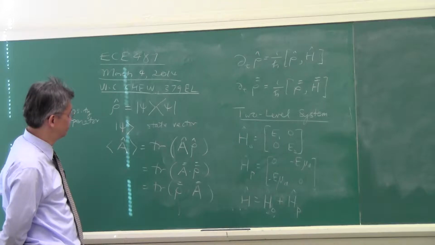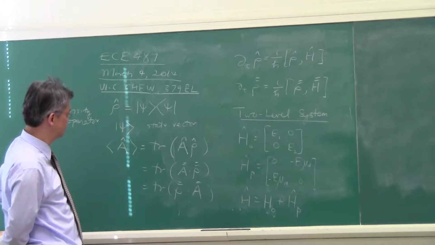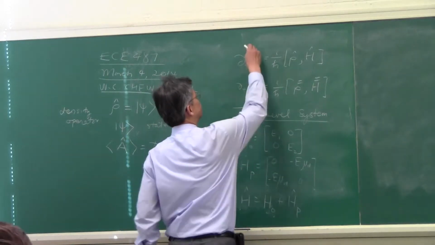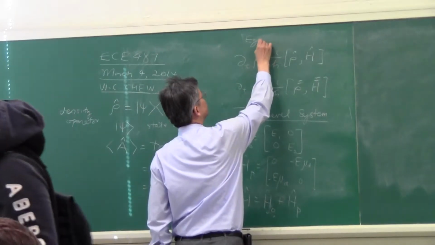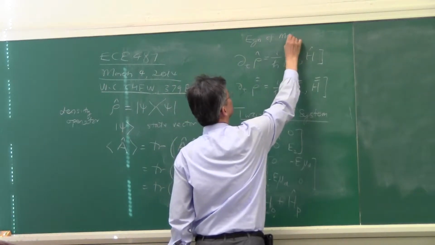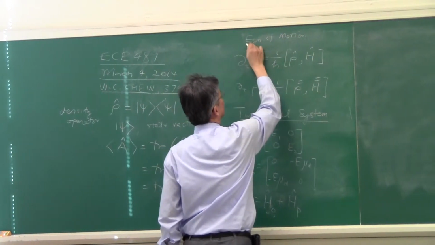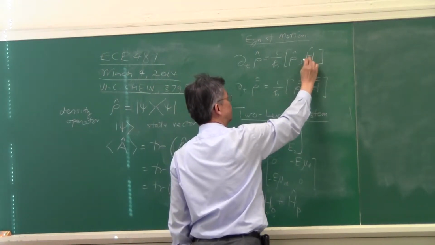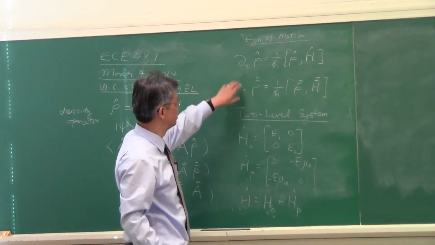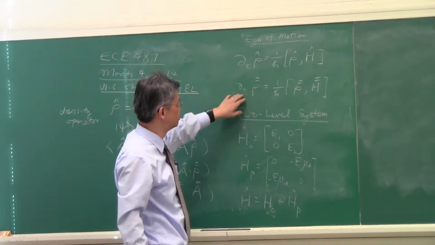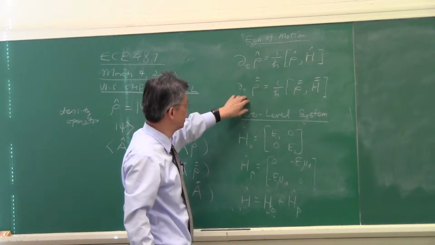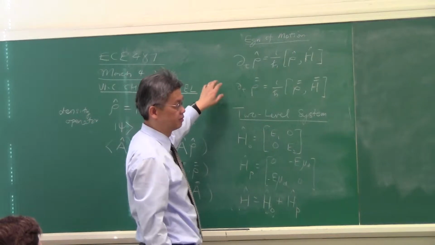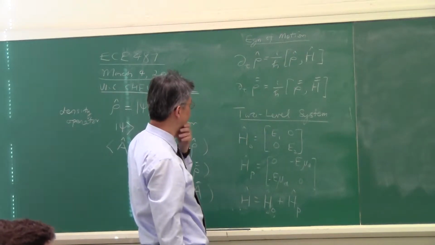Because of this, you can also show that if you have a density operator, you can find the equation of motion. So these are the equations of motion of the density operator once you know the Hamiltonian of the system. If you know the Hamiltonian of the quantum system, then you can find that this is how rho hat could evolve. Alternatively, you can write this as a matrix representation instead of operator representation. And then we use this to study two-level systems.